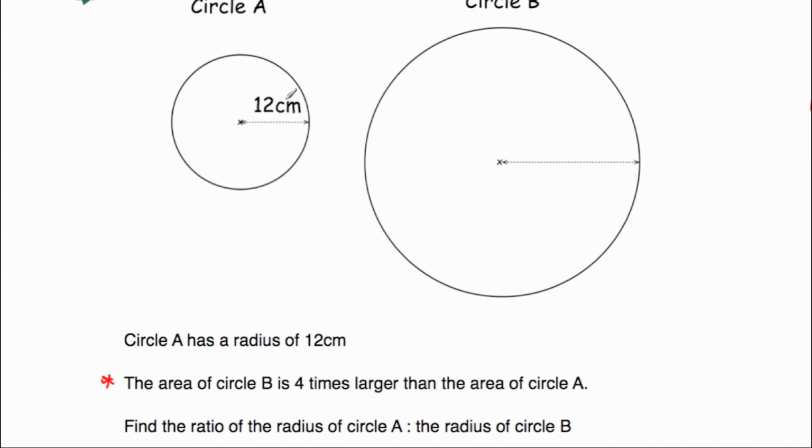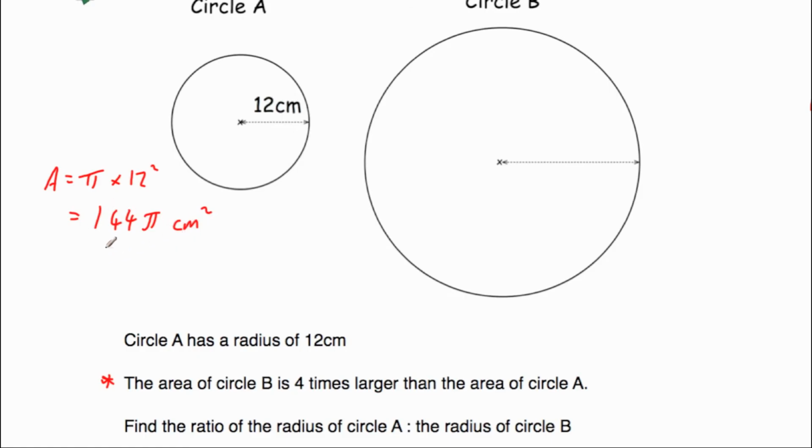So we're going to need to find the area of circle A to begin with. So area is equal to pi r squared, so pi times the radius squared. The radius is 12, so we're going to do pi times 12 squared. And when we do that, we get an answer of 144 pi. So 144 pi centimeters squared. So we've got the area of 144 pi centimeters squared.